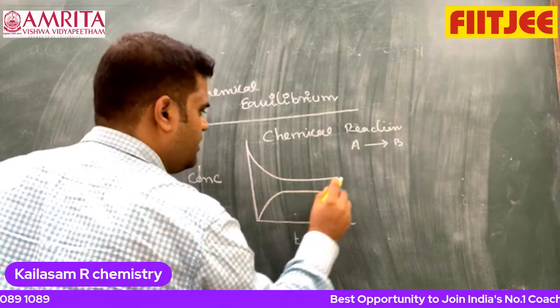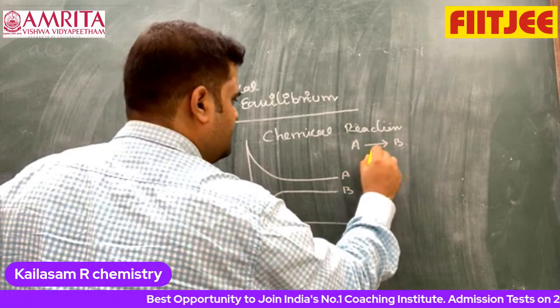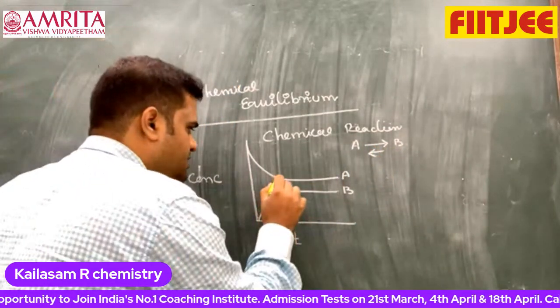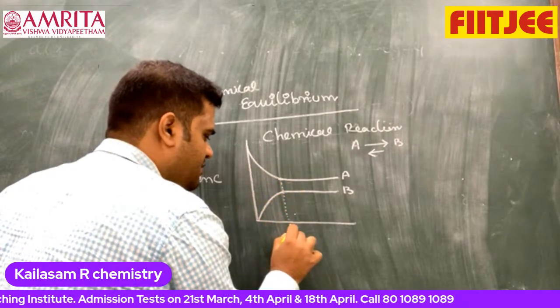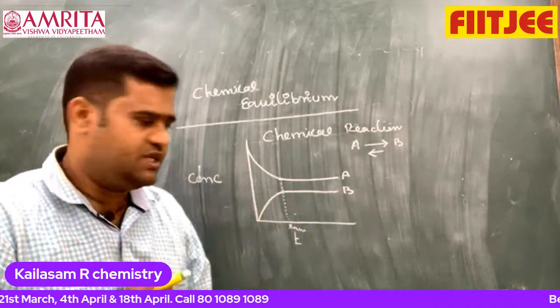That's one. Now I can say this is A, this is B, and this is the symbol of equilibrium. What is the meaning of this? Look at this. This is the point where we can say they attained the equilibrium point. Please observe here. What is the observation?